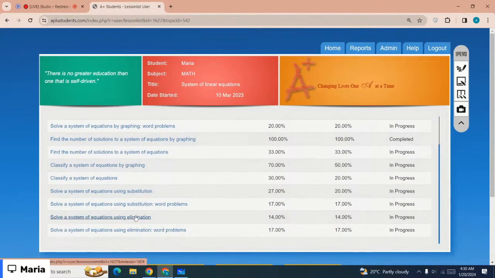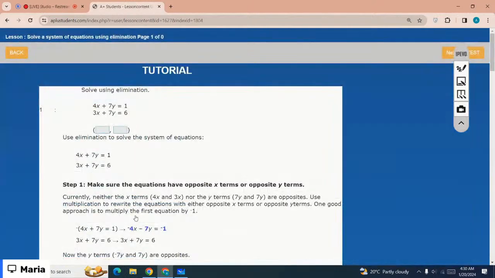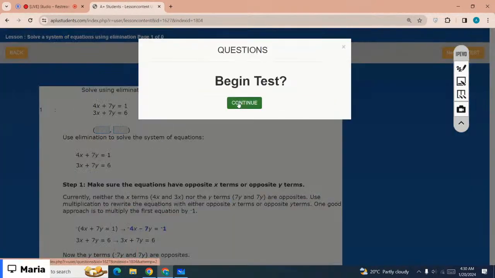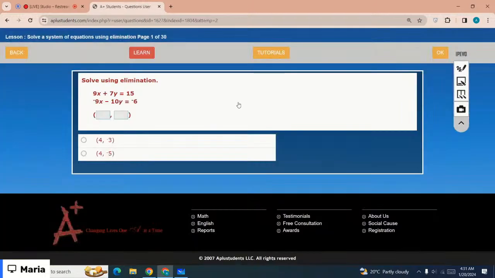Elimination method. Solve a system of equations using elimination, right? Basically here we have to eliminate one of the variables. Either we can add the equations or subtract the equations, eliminate one of the variables, calculate the value of the other variable, and then solve. Like this one, solve using elimination.